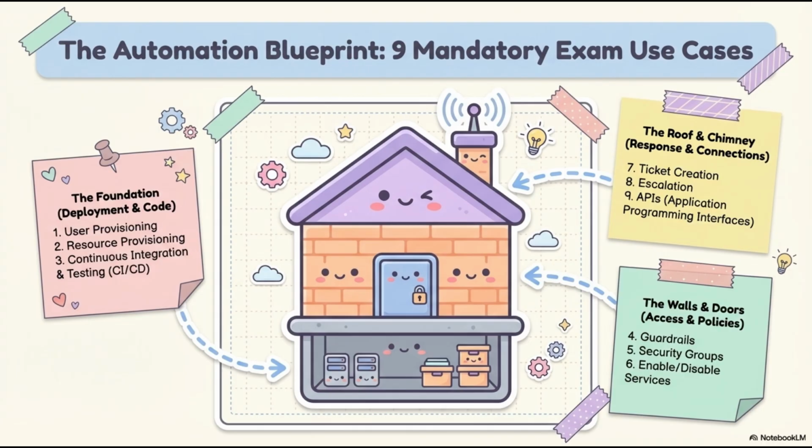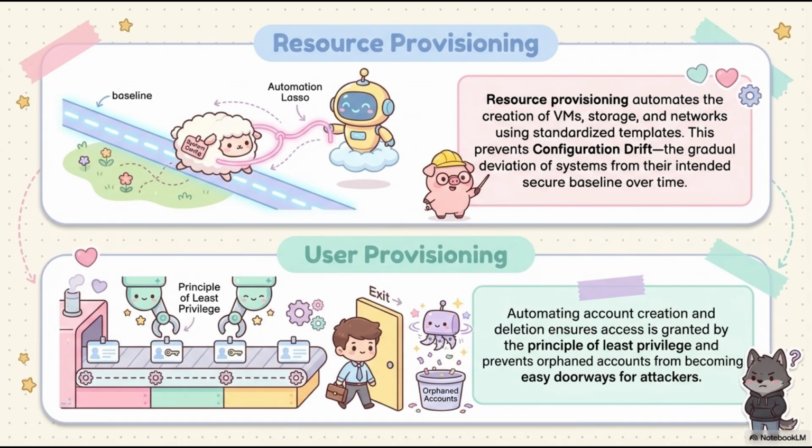Now let us discuss the major automation and scripting use cases you must know for the exam. The first is user provisioning, which refers to creating, modifying, disabling, and deleting user accounts and permissions. Automating user provisioning ensures that access is granted according to the principle of least privilege and removed promptly when no longer needed. This reduces the risk of unauthorized access and prevents orphaned accounts from becoming an easy doorway for the wolf.